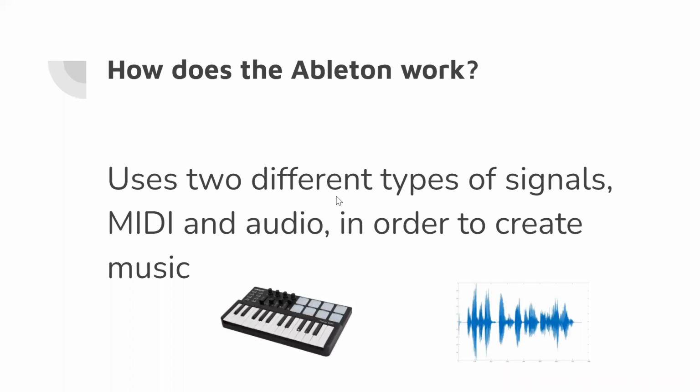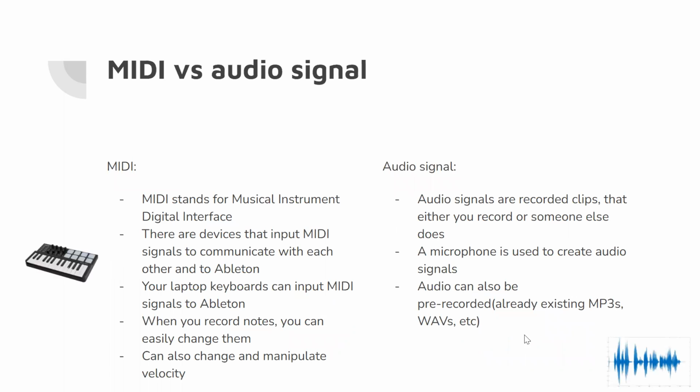So how does Ableton work? You might wonder. It uses two different types of signals, MIDI and audio, in order to create the music that you heard. MIDI is a signal implemented through keyboards and synths and the like, such as the keyboard in the picture, as well as your own computer keyboard. It's essentially playing digital notes, and you can change how hard you play them. That's a concept which is called velocity, as well as changing when they are played after you record your notes. These are concepts that we will go over in future lessons.